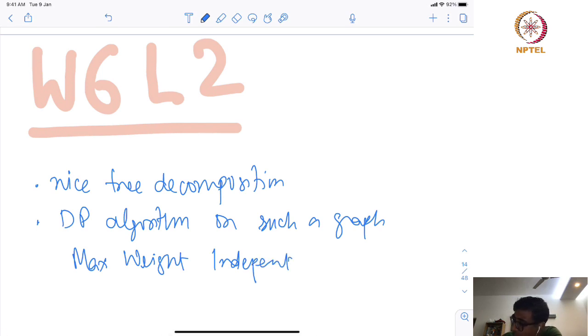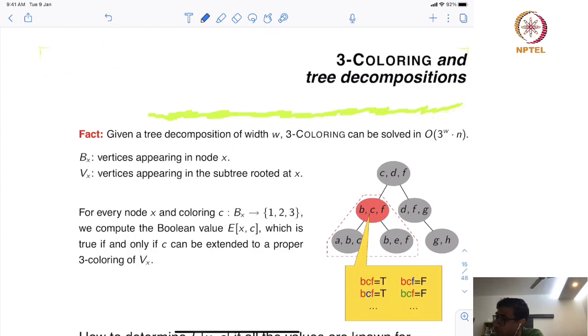In this lecture we will see 2-3 more examples of how to do dynamic programming algorithm on graphs of bounded tree width, just to get a hang of this new notion. So the next problem that I have selected is a 3 coloring problem. Okay. So what is a 3 coloring problem?